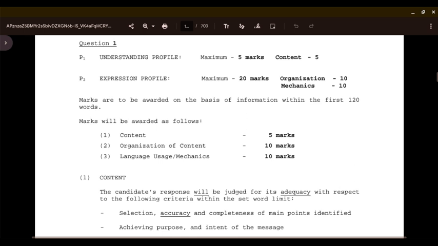So in summary, you are going to be awarded your marks based on the information that you give in your summary, and your summary should not be more than 120 words. If you write more because you're thinking, I'm really good, let me give them more information, they're not going to read past the 120th word. So just be mindful. As we already saw, content is 5 marks, organization of that content is 10 marks, and language use and mechanics is a further 10 marks.